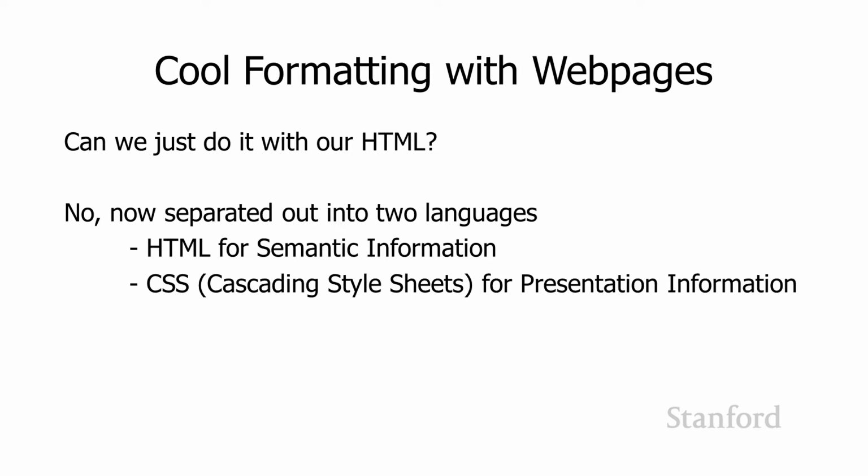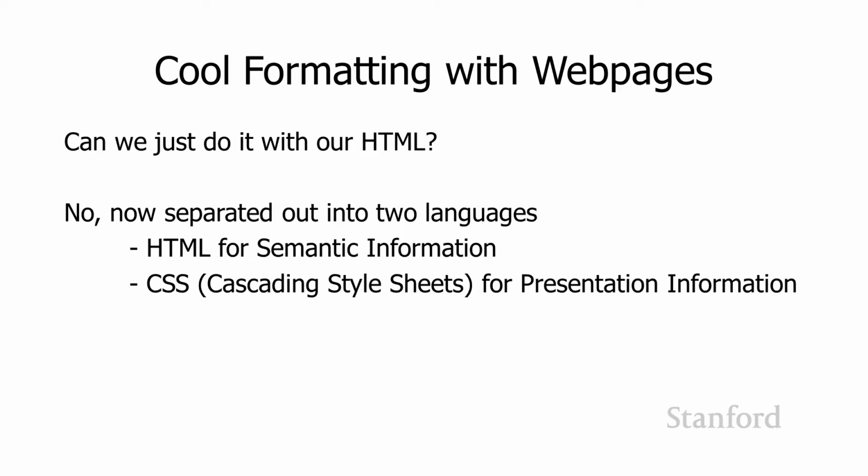You need to know HTML, and you can make web pages with just HTML, but if you want cool, interesting, fun-looking web pages, you need to learn a second language, CSS or cascading style sheets. What we've done here is we've separated out our semantic information from our presentation information. So HTML is now used just to provide semantic information, and cascading style sheets tells us how to present that information. So what's the difference here?